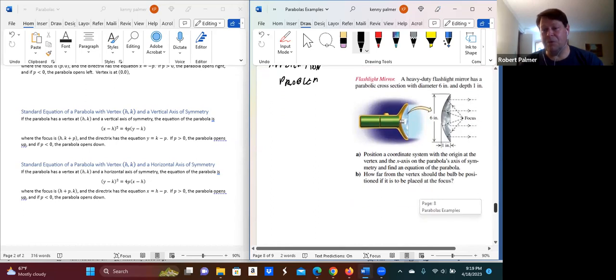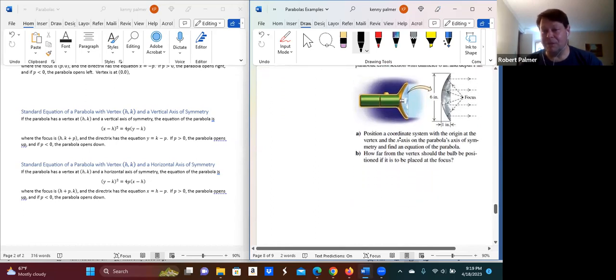So part A is to find a coordinate system with the origin at the vertex and the x-axis on the parabola's axis of symmetry, and find an equation of the parabola.